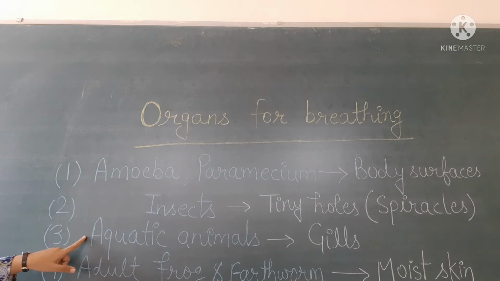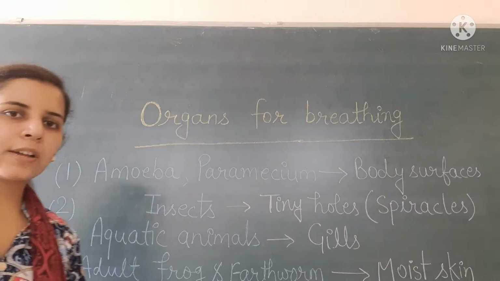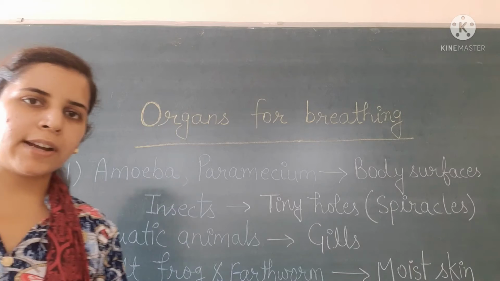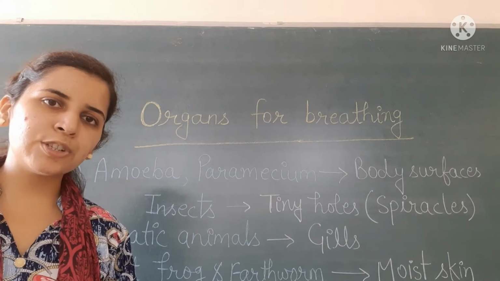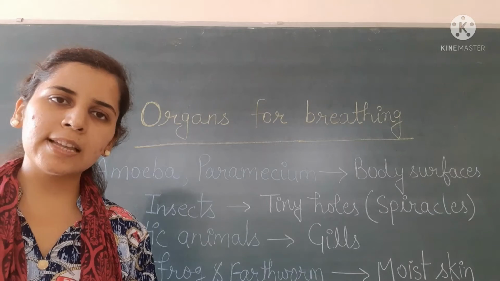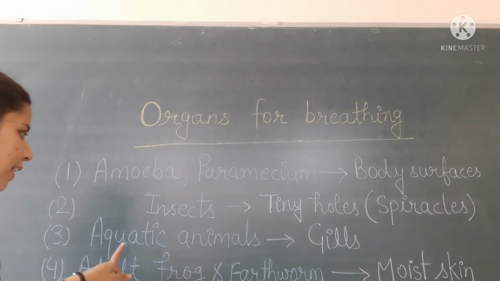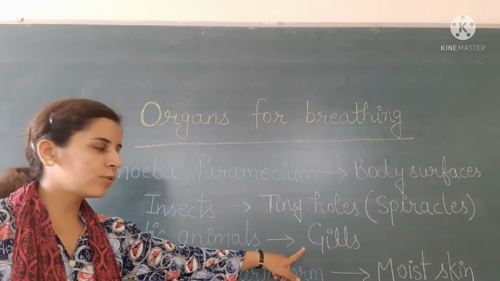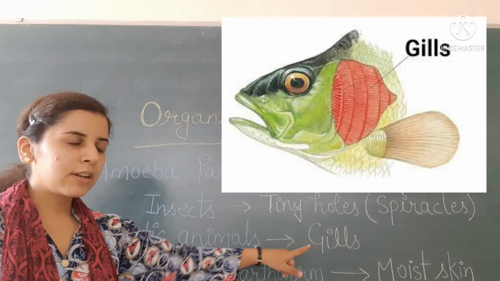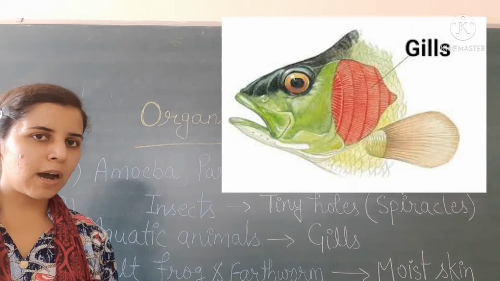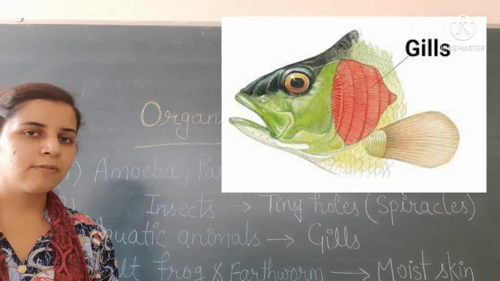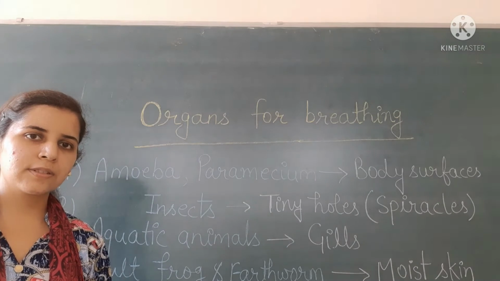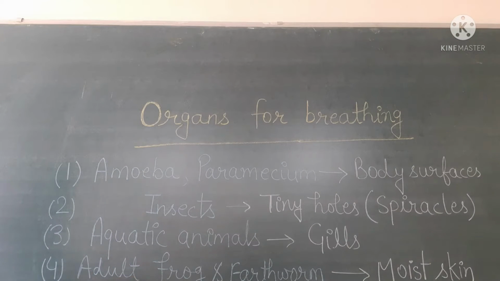So students, next is aquatic animals. So what are aquatic animals? The animals that live in water are called aquatic animals. For example, fish, crab, prawn, all these live in water. So we will say they are aquatic animals. So how do they breathe? They breathe through their gills, right? So they take in water through their mouth and it passes through the gills, where they absorb oxygen and expel carbon dioxide.